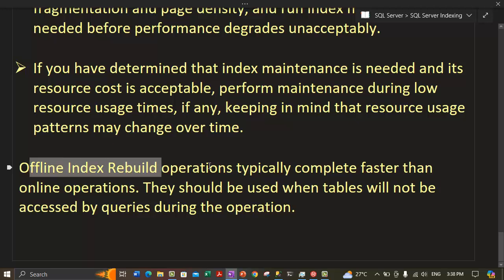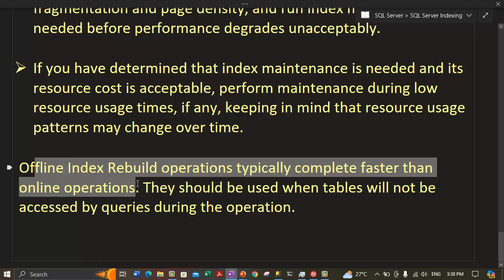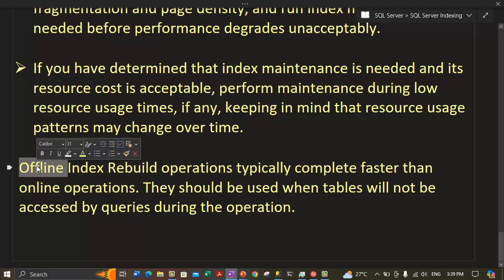Let's talk about the offline index rebuild operation. In the offline index rebuild operation, the table is not available while the index is rebuilding on that table. And basically these offline index rebuild operations typically complete faster than the online ones. In the online index rebuild operation, the table remains available to the user even though the index rebuilding is taking place in the background. But in offline index rebuild, the table is not available for query to the users.